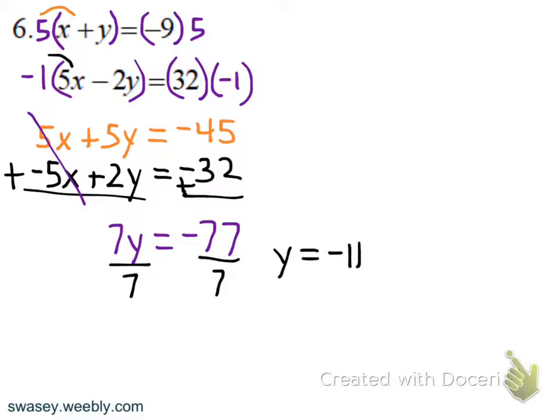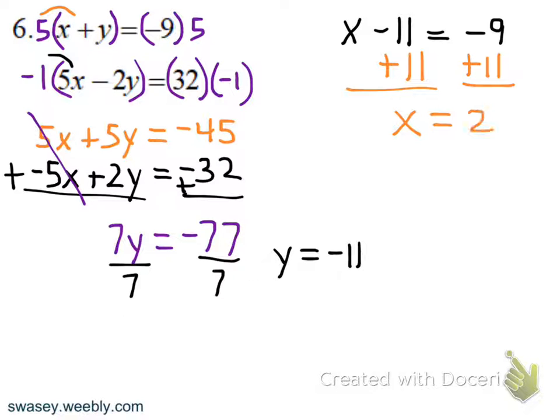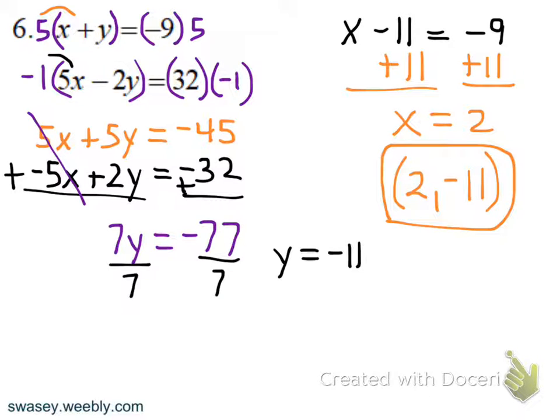We'll take this value, plug it back in. I'll go with the top equation. The top one was x plus y, so instead of y we can put negative 11 equal to negative 9. To get rid of minus 11, add 11, and we get positive 2. So x equals 2, y equals negative 11, so it's the ordered pair 2, negative 11. So these are intersecting lines, and the point they have in common is 2, negative 11.